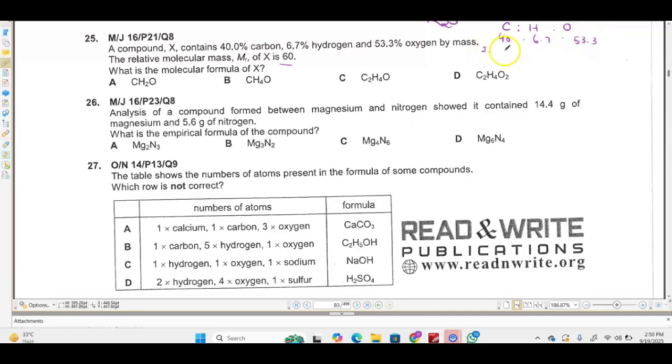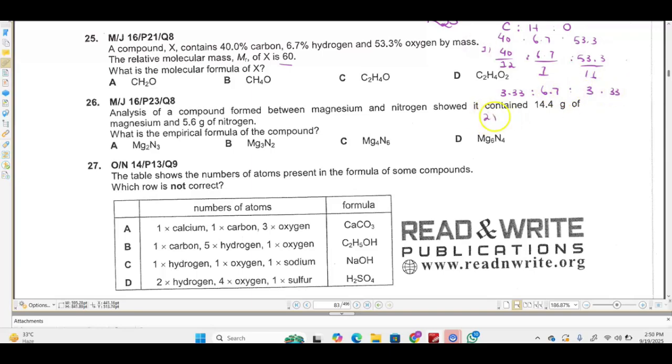So first step is dividing these percentages by the Mr numbers. So for carbon, the Mr is 12. For hydrogen, the Mr is 1. And for oxygen, the Mr is 16. So after division, 40 divided by 12 is going to give us 3.33. 6.7 divided by 1 is going to give us 6.7. And 53.3 divided by 16 is also going to give us 3.33.